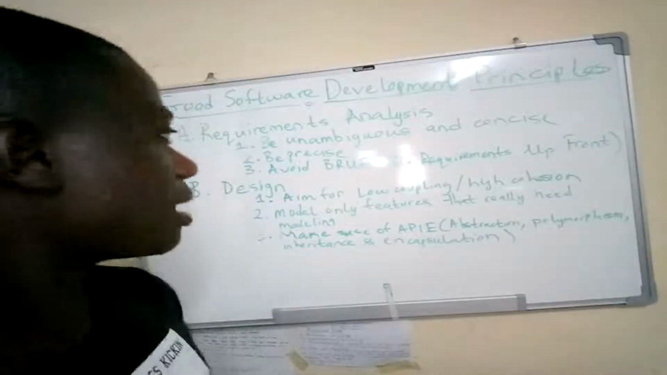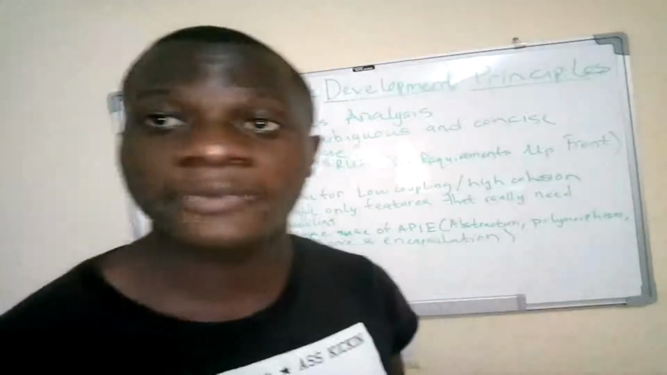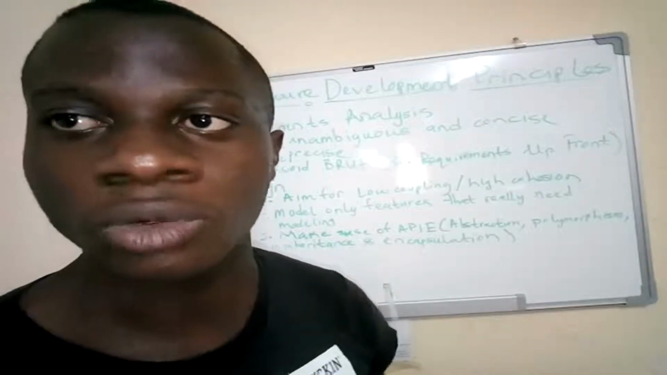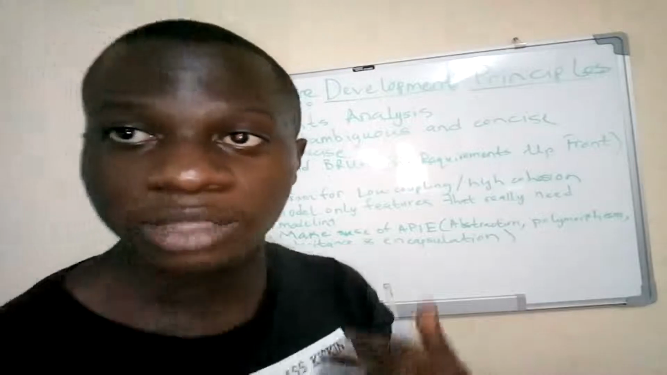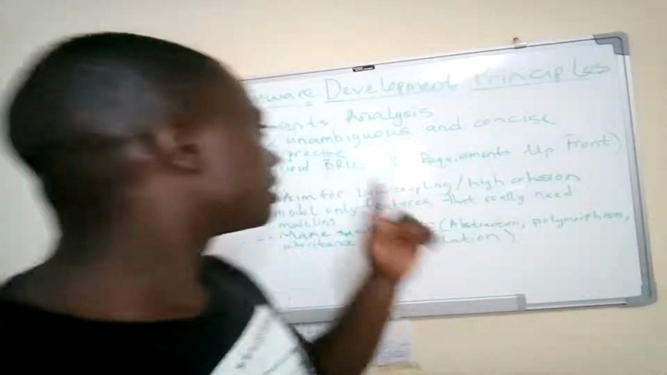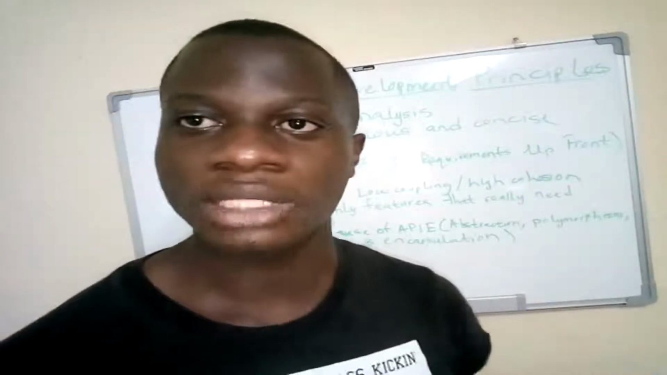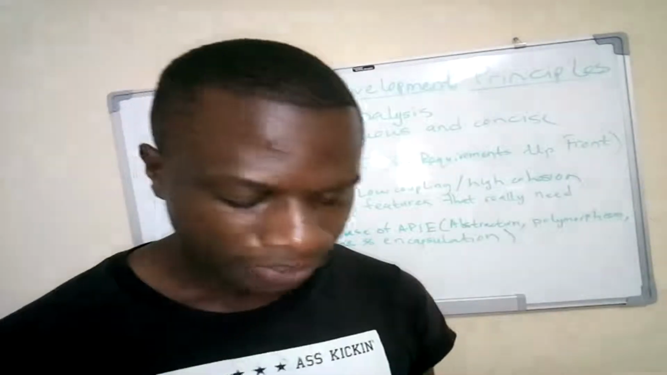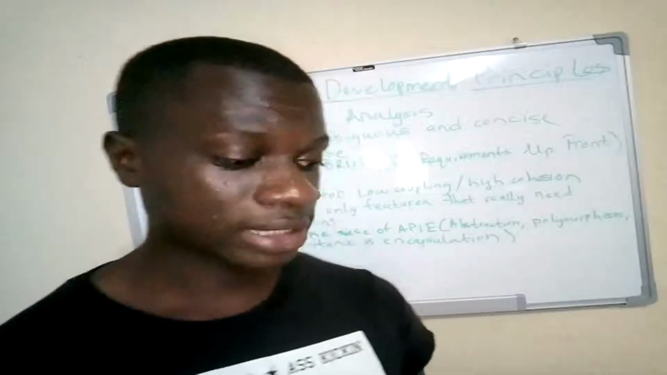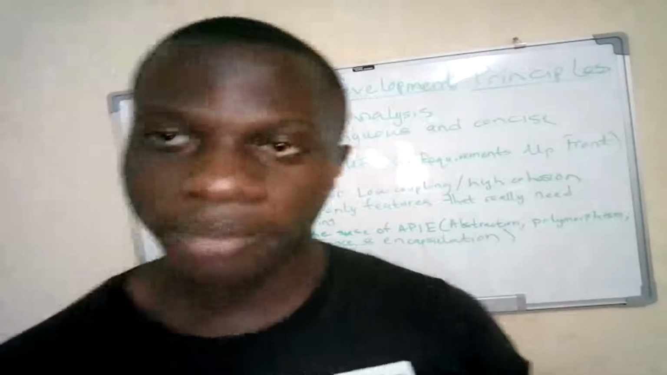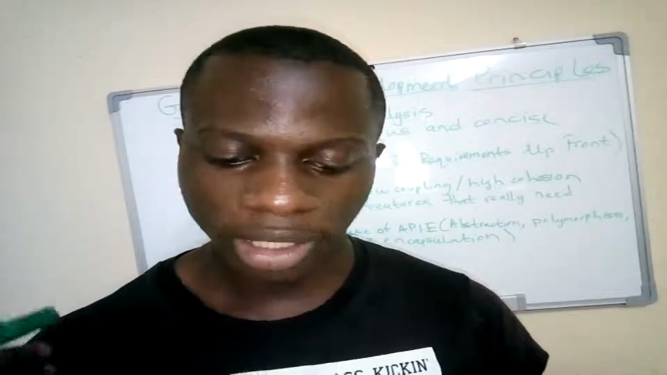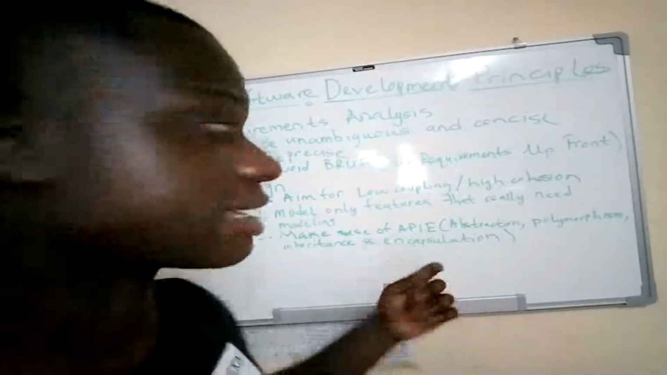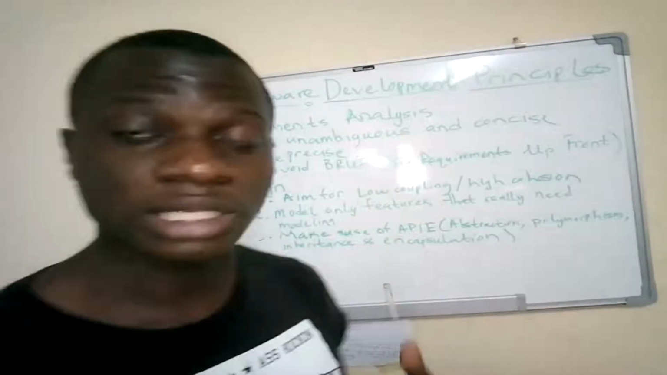So when you're gathering the requirements for the software that you want to develop, it is important to follow these practices so that you do it correctly. And the first is that you should be unambiguous and concise. So your requirements should be brief and straight to the point. You should avoid listing requirements that are uncertain and difficult to understand. So that's for unambiguous and concise.